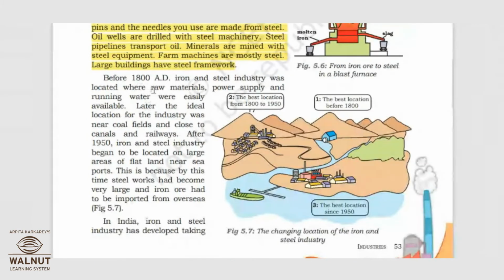Okay, now when you locate this iron and steel industry, we have seen factors affecting location of industry in the previous period. So when you talk of location of iron and steel industry, where do you think it will be located? When the iron and steel industry first started in the 1800s, it was located where raw material was available. What is the raw material that is required? Iron ore, correct.